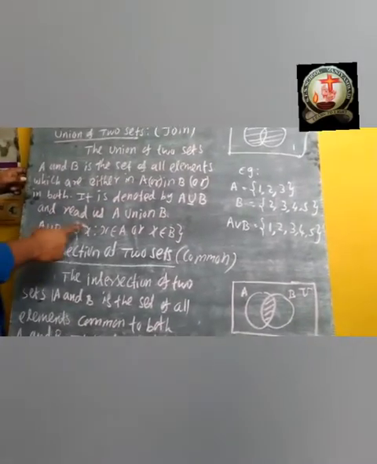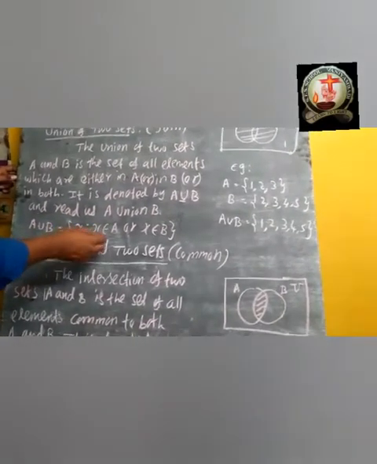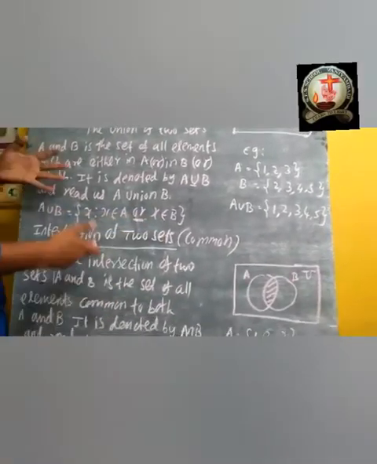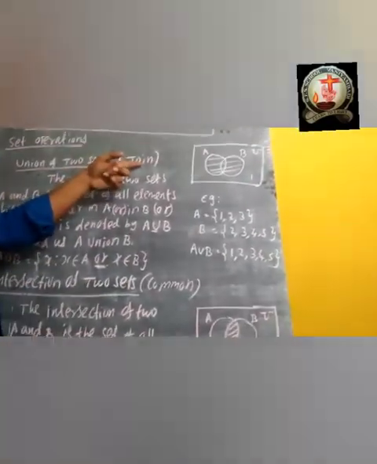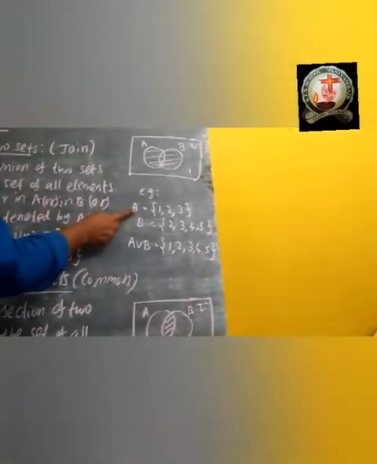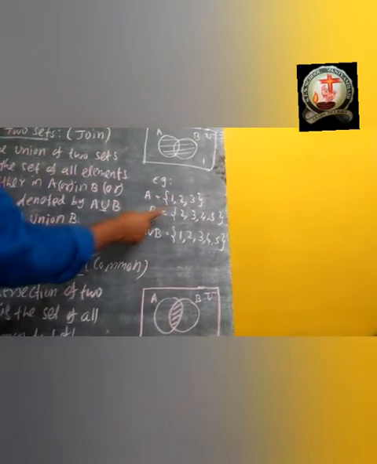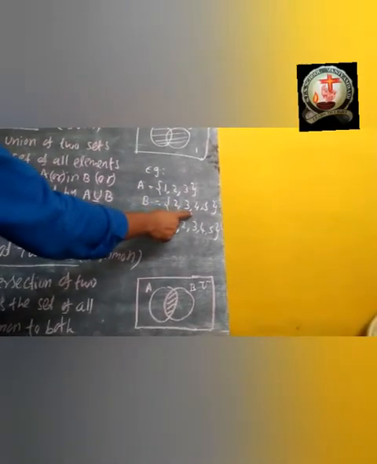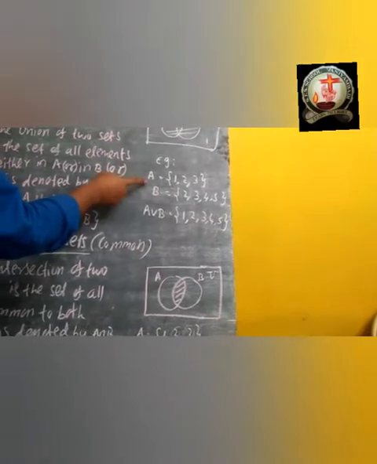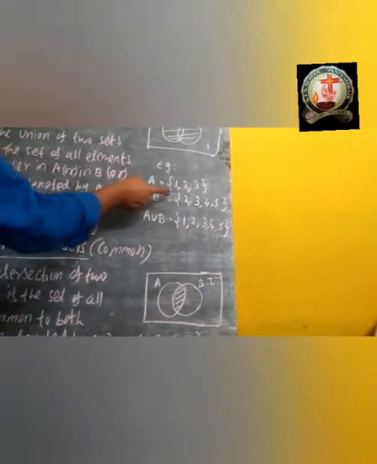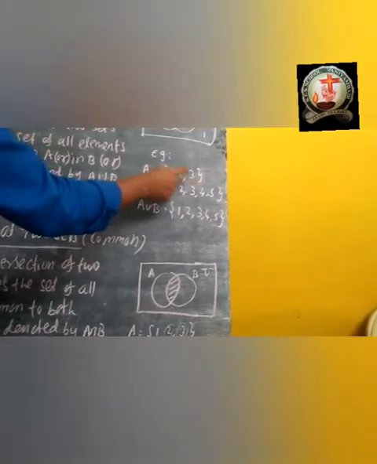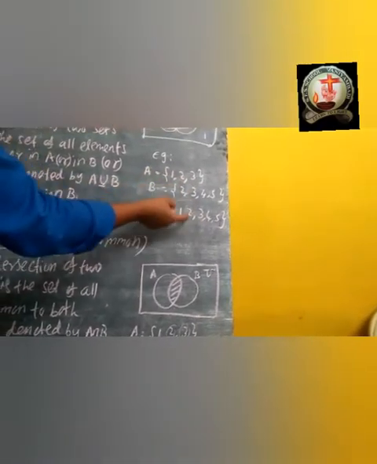A union B is equal to x such that x belongs to A or x belongs to B. Union means, as a shortcut I have given, join. We have to join. See the example: A equals 1, 2, 3, B equals 2, 3, 4, 5. Now I am going to join this and this, like the A section and B section we are joining now. Same: 1, 2, 3, 4, 5. I joined all the numbers.